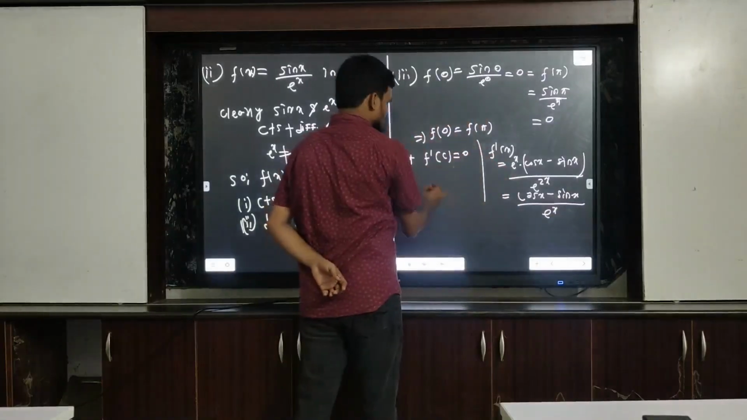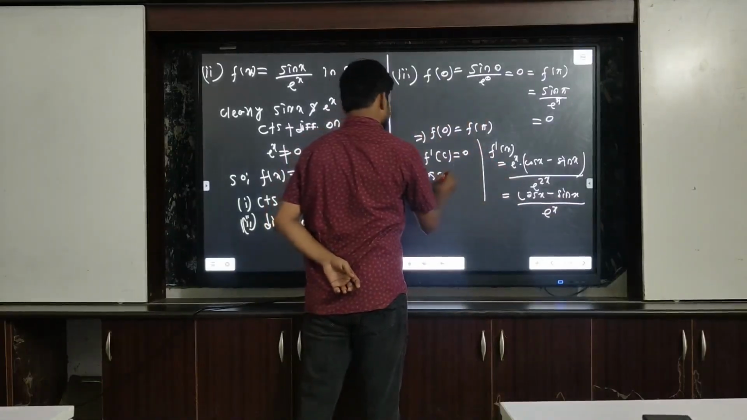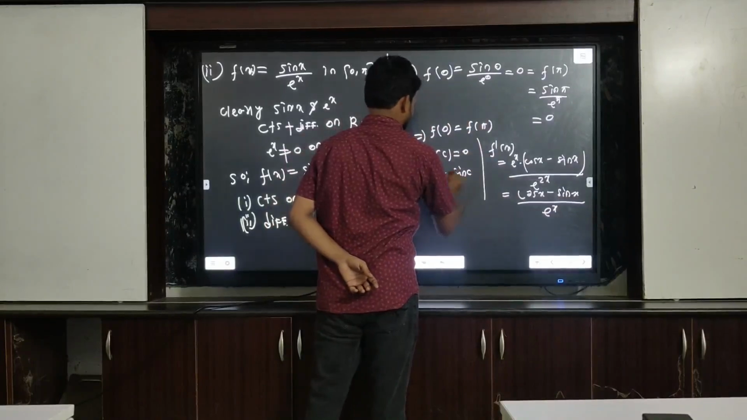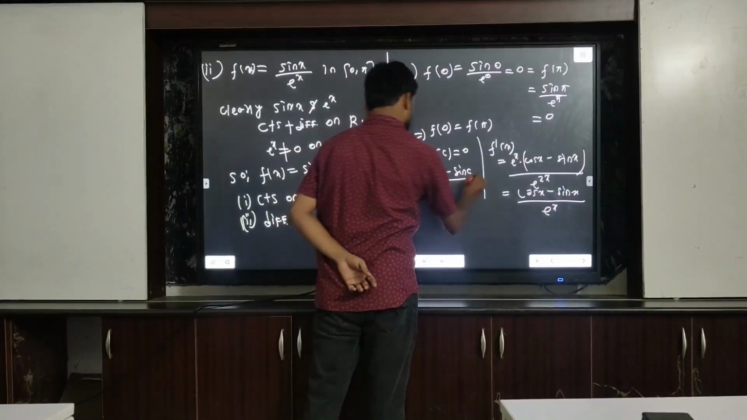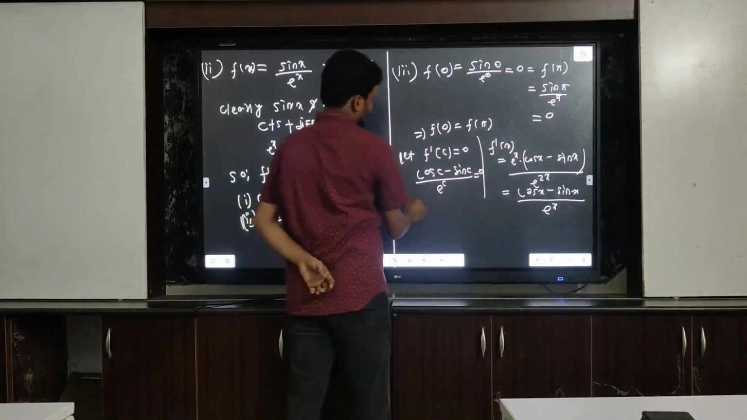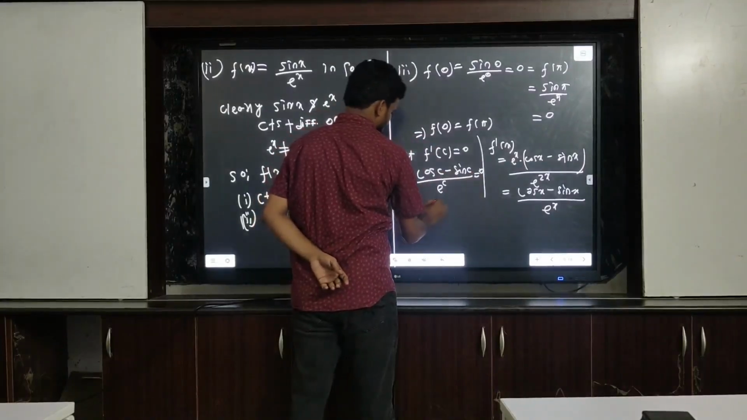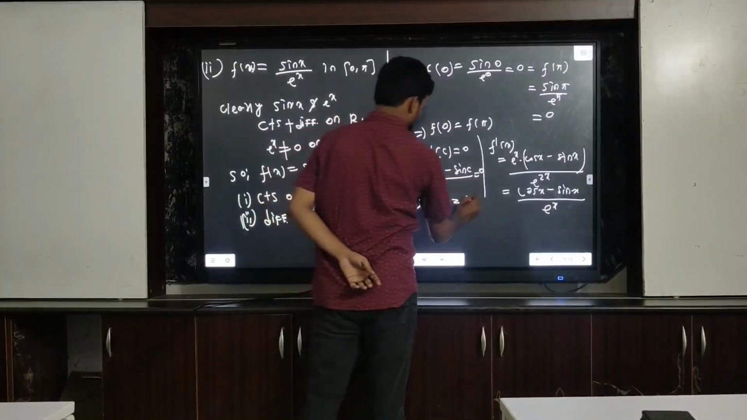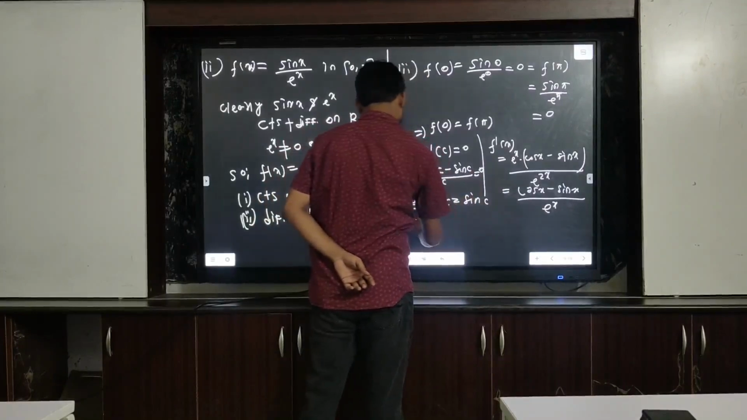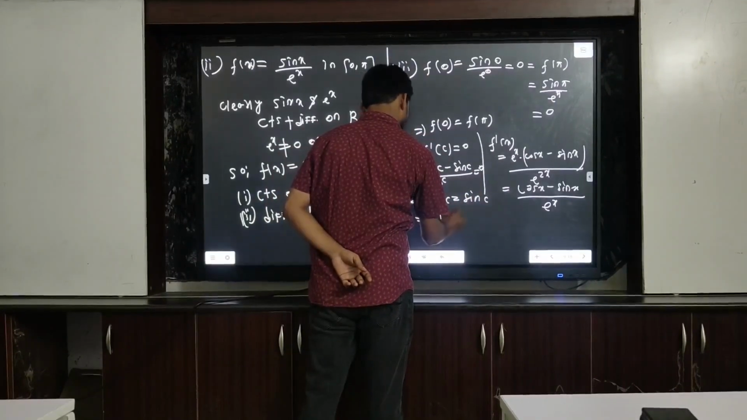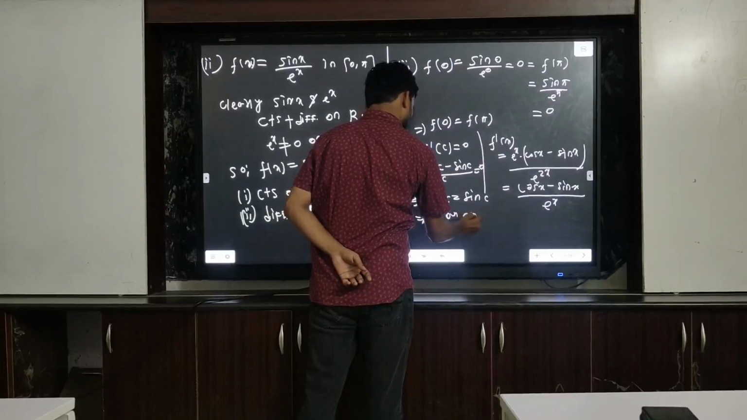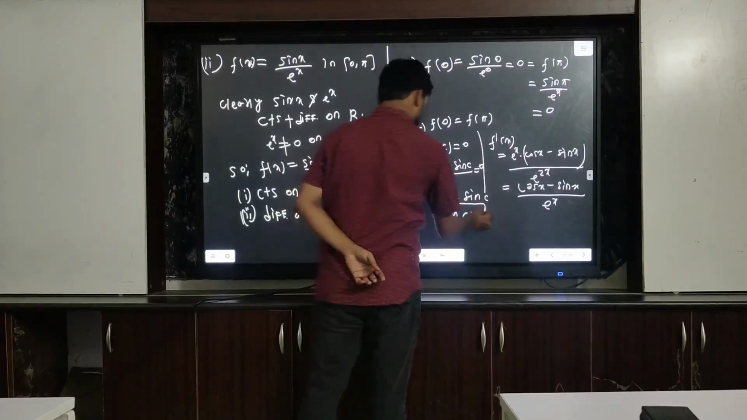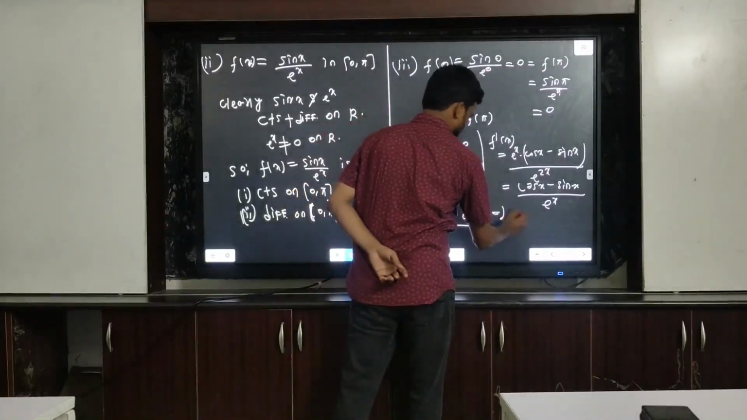So what is f dash c? Cos c minus sin c divided by e to the power c is equal to 0, right? That means cos c is equal to sin c. So this implies tan c is equal to 1.